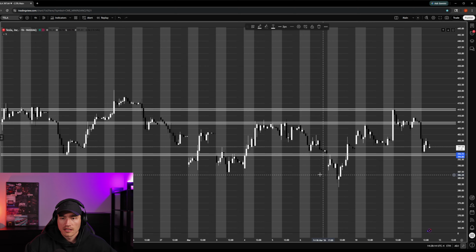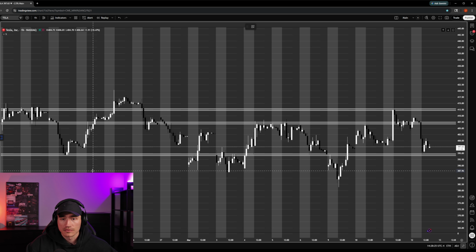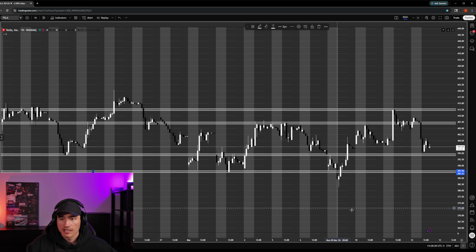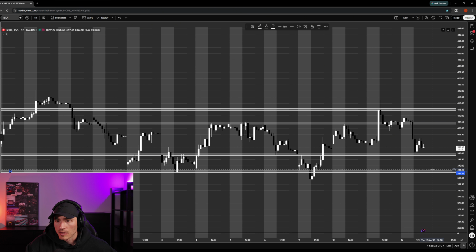Usually Tesla, with the way the price action trades, also affects NASDAQ pretty heavily, as the NASDAQ is made up of a bunch of these tech stocks. Tesla has been pretty strong relative to the market. So we do have some key levels there that I'm going to be watching, with the lower bound being all the way down to 387.